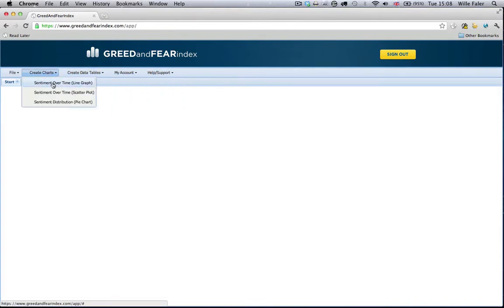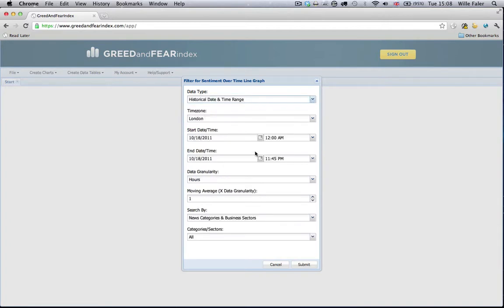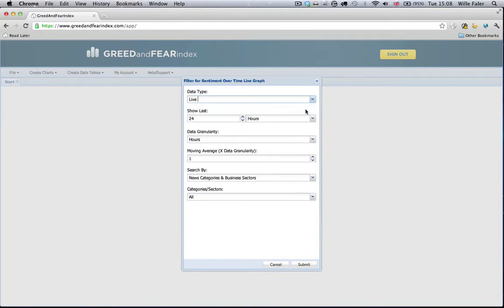Let's look at sentiment over time as a line graph. This allows you to filter sentiment over time based on live data or between two historical date times. You can also search by news categories and business sectors, or you can switch this and search by individual companies by naming them.